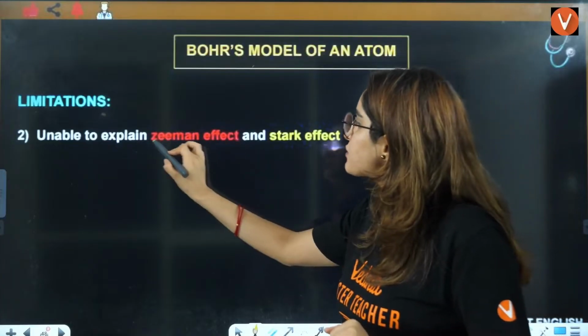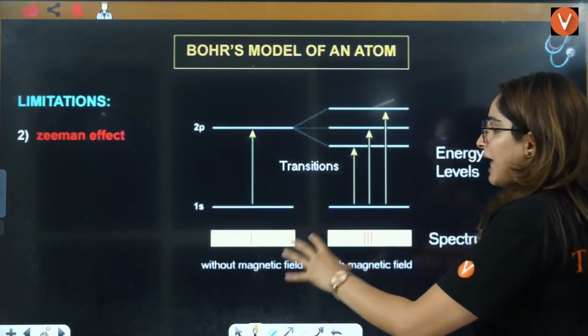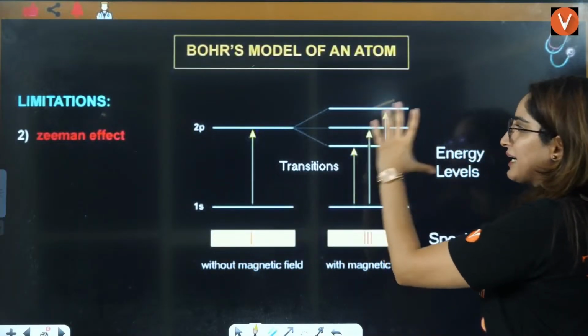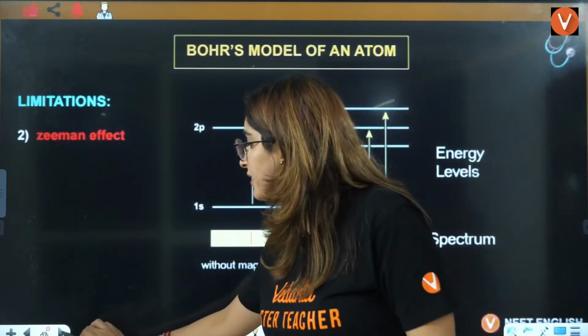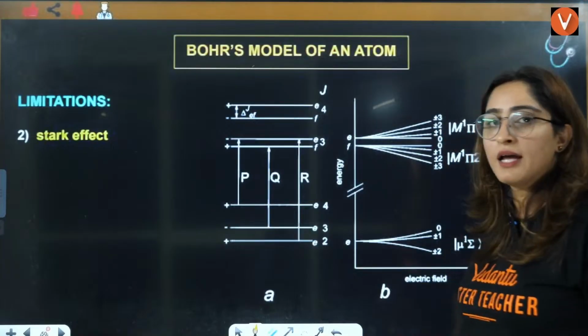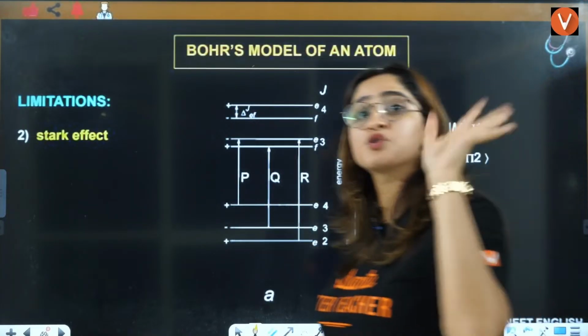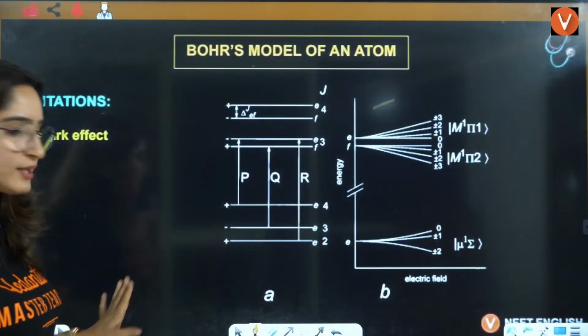Then it was unable to explain the Zeeman and Stark effect. The Zeeman effect is that in the presence of a magnetic field, the lines were splitting into different lines. He was not able to explain it. Stark effect: in the presence of an electric field, the lines were getting split. He was not able to explain it. So all these definitions you should know.